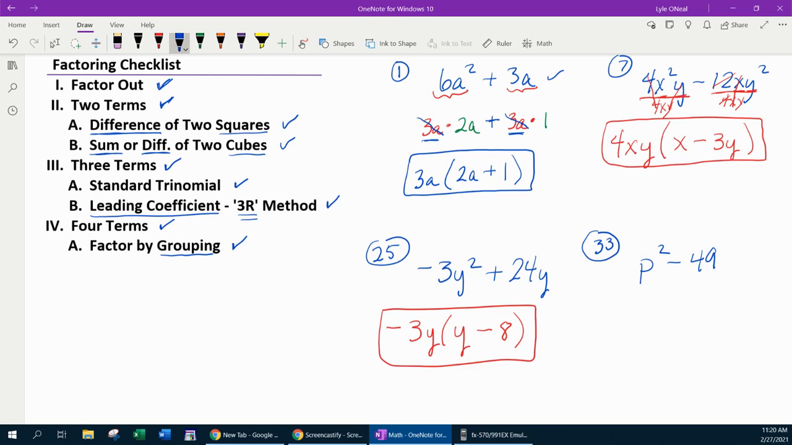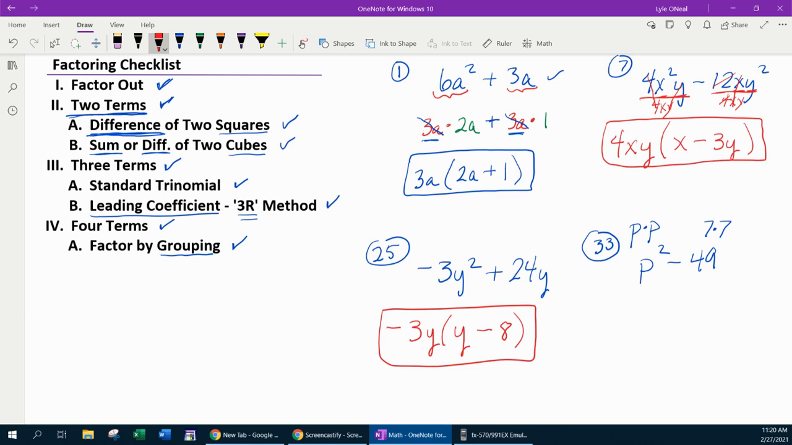So then I move down the list, and I notice that there are 2 terms. And then I say, well, could this be the difference of 2 squares? So I'm going to check. P times p makes p squared, so that's a perfect square. 7 times 7 makes 49. That's a perfect square. And I do have a minus, which is required to do the difference of 2 squares. So I have verified this is the difference of two squares.